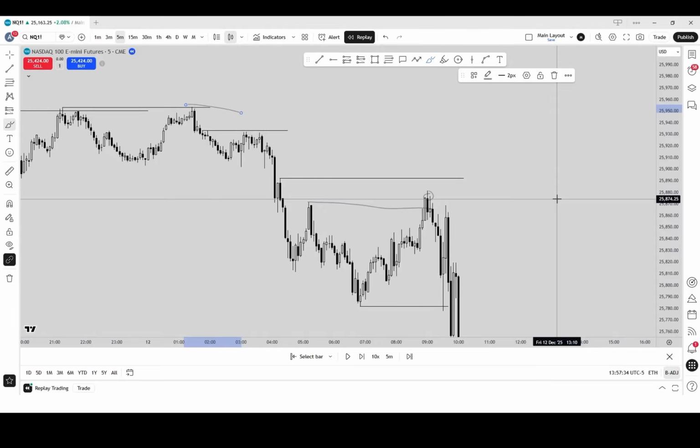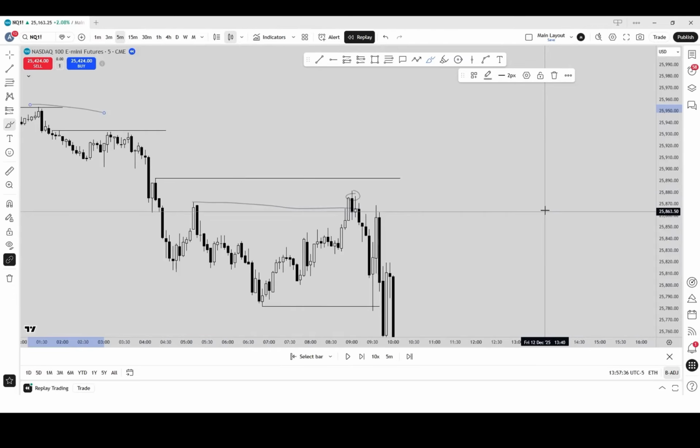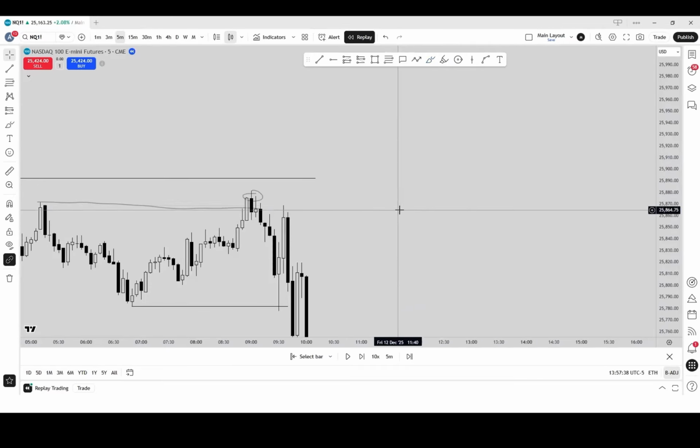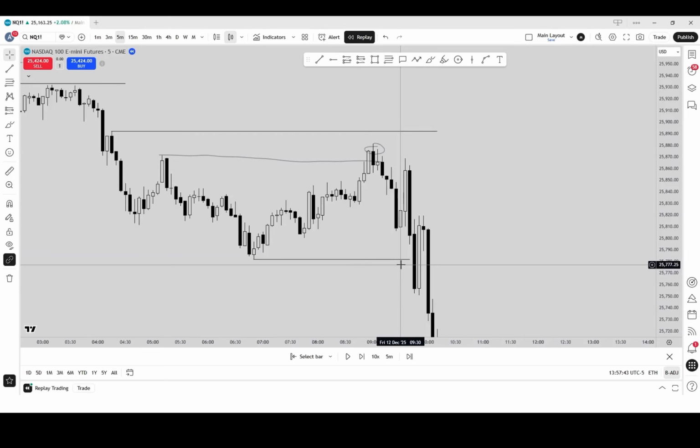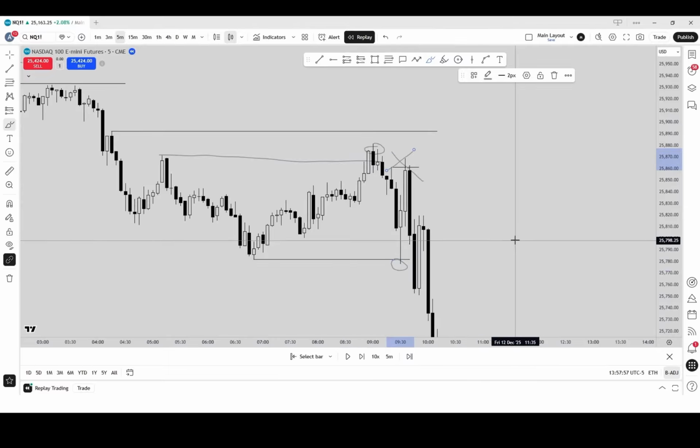What's the confirmation for that move to take? There was no confirmation entry. There wasn't. If it respected this low, sorry, if it respected this low right here, pulled back and took out this high, that right there is Da Vinci. So you can definitely take that. But because it took out this low right here, I wouldn't take that in live time.